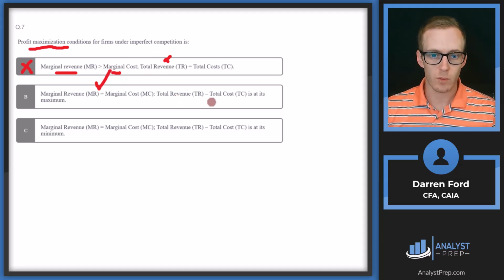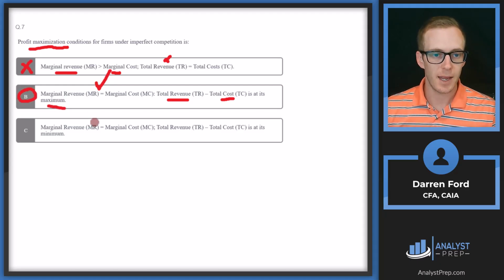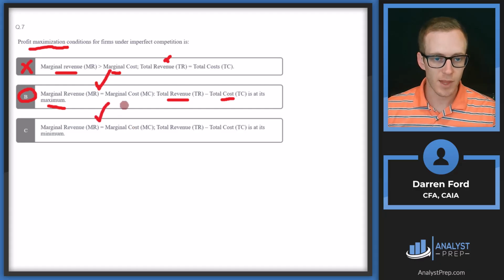And then we have total revenue minus total cost is at its maximum. That is profit. Total revenue minus total cost, that's our profit. So if that's at a max, this sounds like B will be our answer. And C, marginal revenue equals marginal costs. That's good, again, same as answer B.